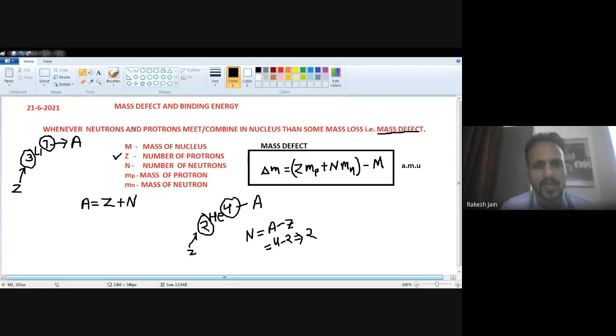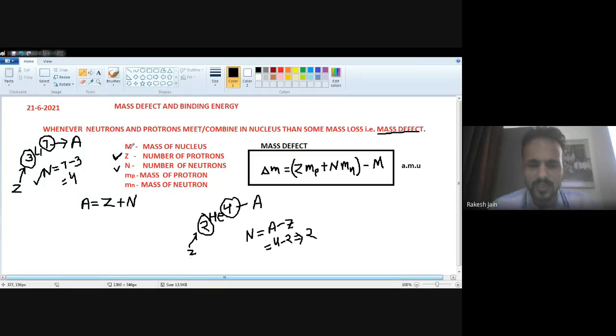Mp, Mn, and capital M will be given in the numericals. Use those terms and find the mass defect. We will see the numerical on this topic later on. For this example, what is capital N for lithium? Z is equal to 3, N is equal to 7 minus 3, which is 4. So the number of neutrons N is 4, and the number of protons Z is 3. Mp, Mn, and M are usually given in numericals.